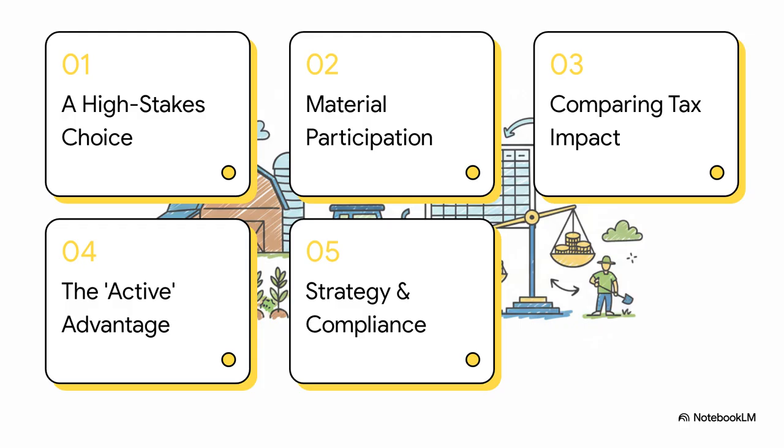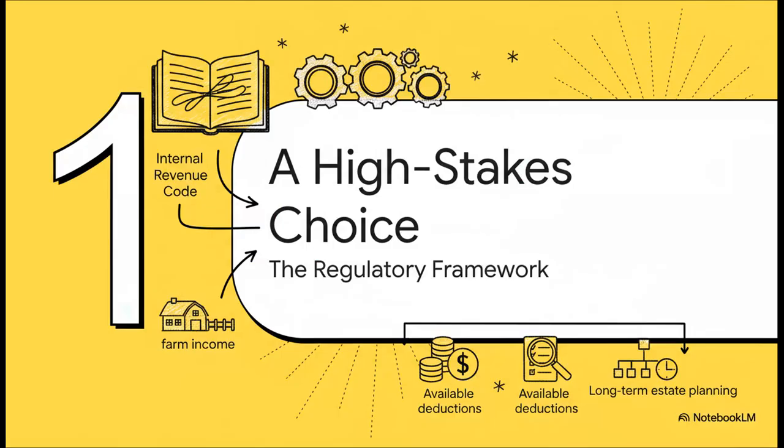To really get our arms around this, we're going to follow a pretty clear roadmap. First, we'll talk about why this is such a high-stakes choice and the rules behind it. Then, we are going to get into the real nitty-gritty of the material participation test. After that, we'll compare the tax implications side by side, uncover some of the hidden benefits of being an active farmer, and then wrap it all up with strategy and compliance tips to keep you on the right side of the IRS.